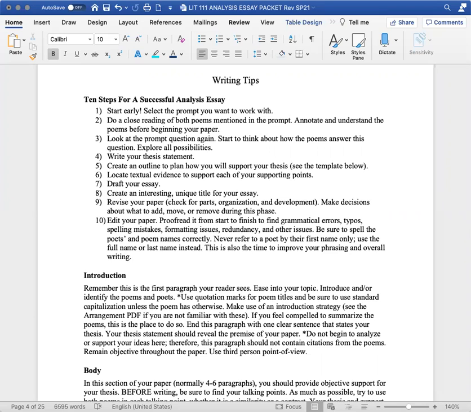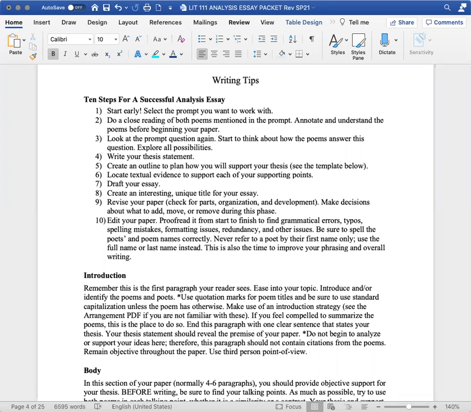And then edit your paper. So proofread from start to finish to find grammatical errors, typos, spelling mistakes, any kind of formatting issues, everything, right? So proofreading is small scale, revising is big. Revising is looking at the parts. Do I have an intro? Do I have a conclusion? Is everything developed? Do I have enough talking points? Did I use enough support? You know, all those bigger questions. Proofreading is more like, where are my mistakes? Did I spell everything correctly?